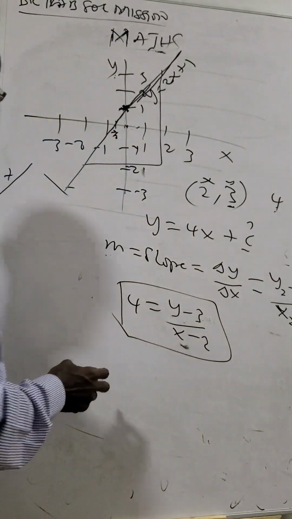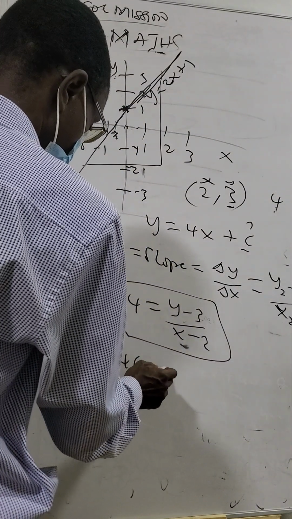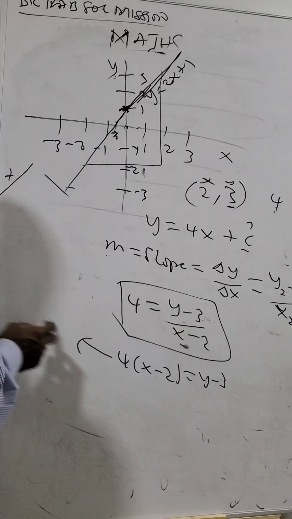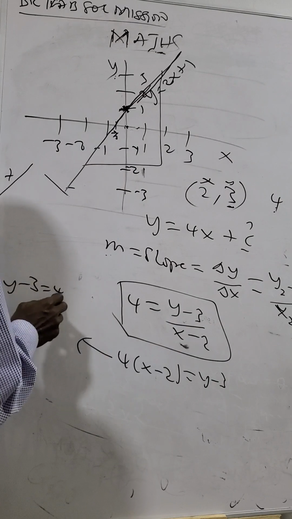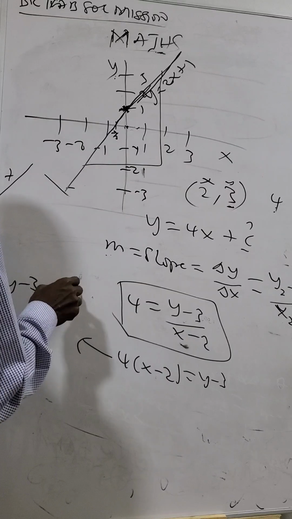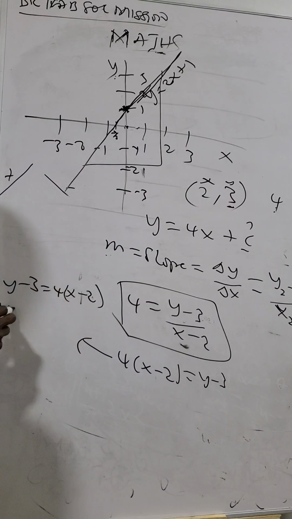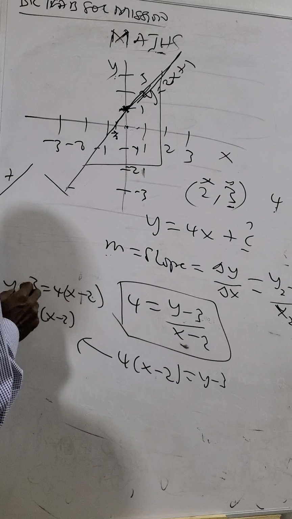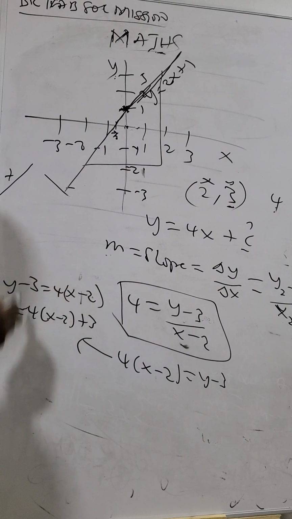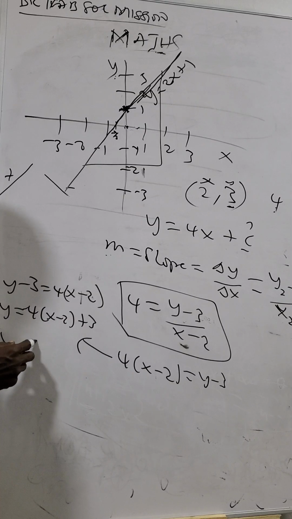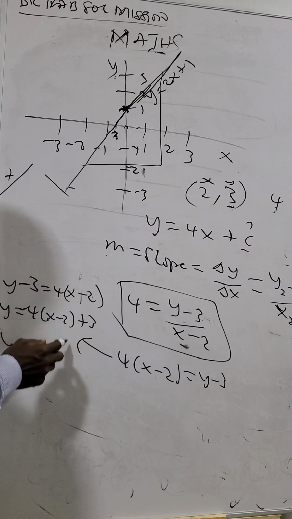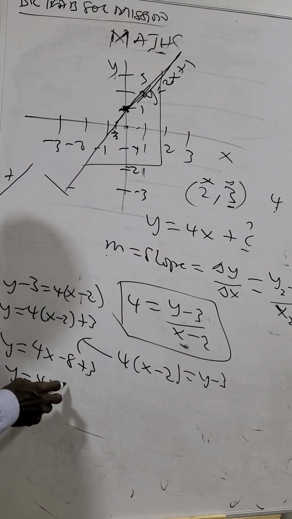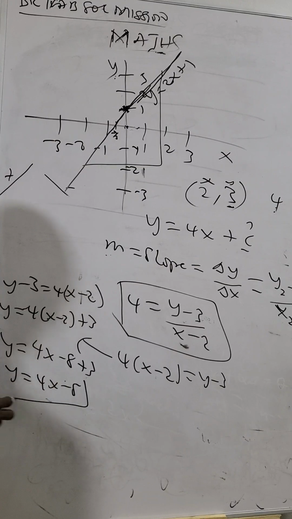From here, you can simplify to get the equation. You're going to get 4 into bracket x minus 2 is equal to y minus 3. Okay? And then this one you can rewrite: y minus 3 is equal to 4(x minus 2). So y will be equal to, sending this across, 4(x minus 2) plus 3. And then you expand, you are going to get y is equal to 4x, 4 times minus 2 becomes minus 8, plus 3. So that's y is equal to 4x minus 5. This is the equation of the line.